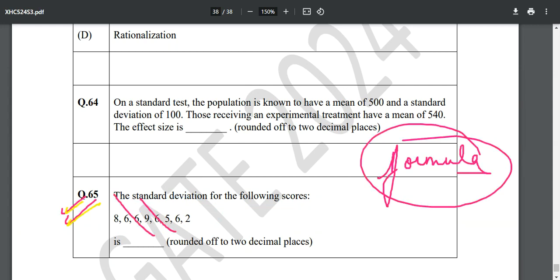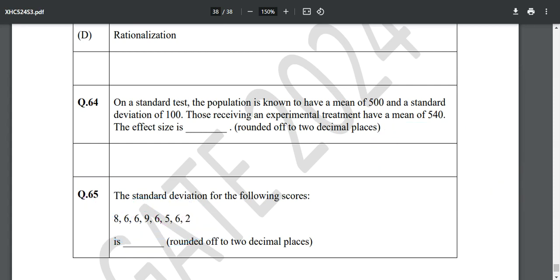If you miss out on these questions, then chances are pretty low that the rest of your paper would have been better. So question number 65, you will solve, and if you still can't solve it, then it's better to prepare for next time. Alright, we'll look into question number 64.